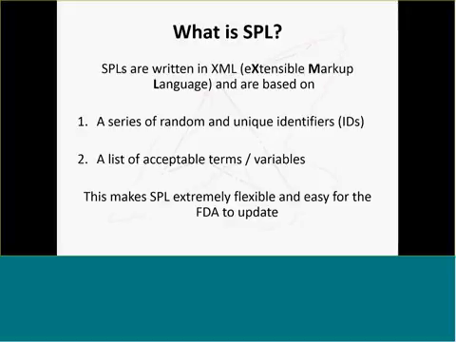Actually, the SPL is based around a series of what are called GUIDs, Global Unique Identifiers. They're long strings of numbers separated by periods that are generated randomly, and they're long enough that they are unlikely to be duplicated. By using these GUIDs plus variables and code numbers, the FDA is able to customize the SPL in just about any way you can imagine. It allows it to accept any kind of data.